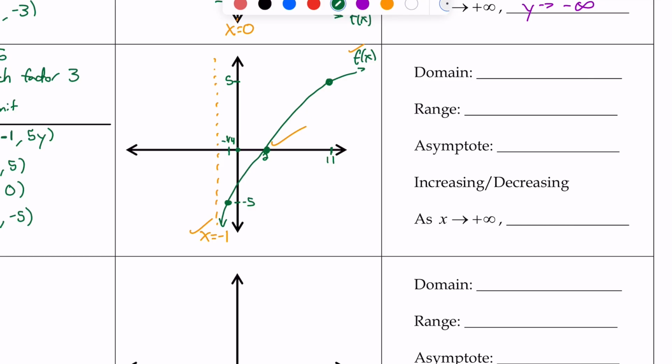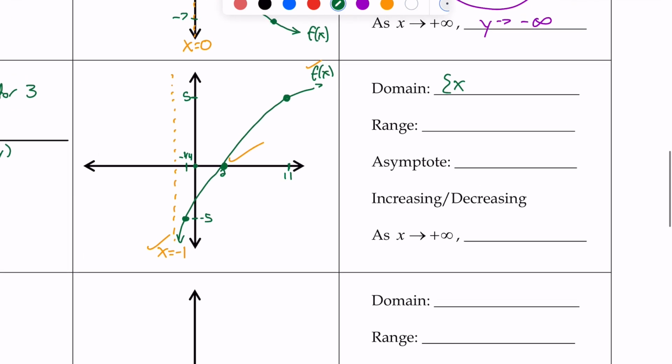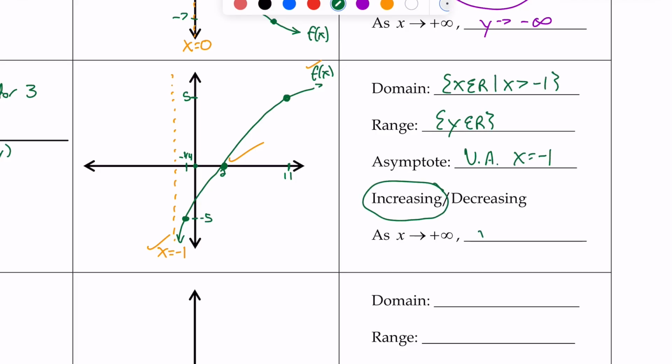Okay, domain, well, we're on the right side of our asymptote, so x belongs to real numbers, and the x's need to be bigger than your asymptote. Oh, sorry, -1. Your range, well, y belongs to real numbers. Your asymptote is at -1. It's a vertical asymptote. And let's specify that. I should have actually specified on the previous ones, but that's okay. And then this function is increasing, so that means your y's are going towards positive infinity.